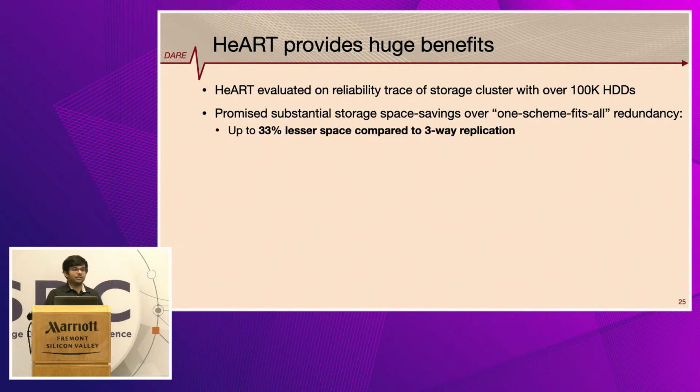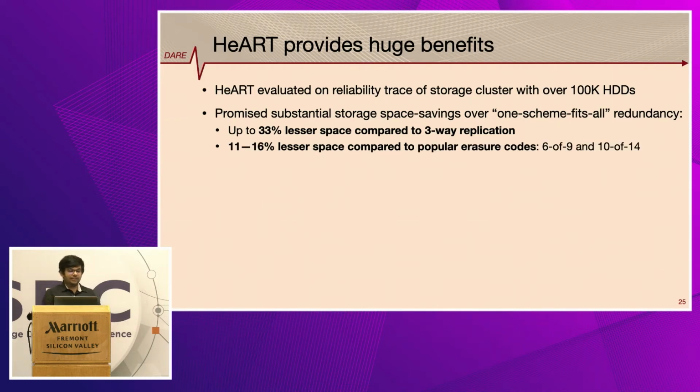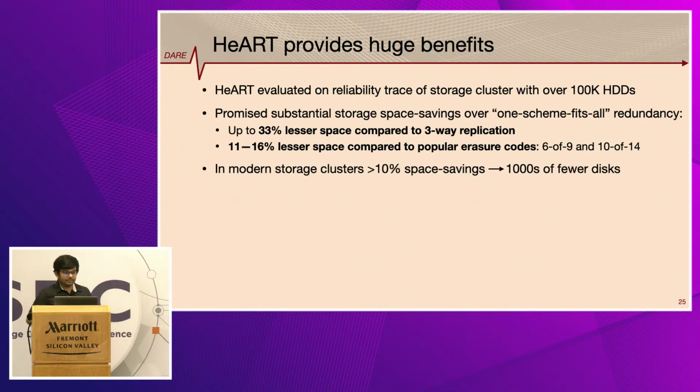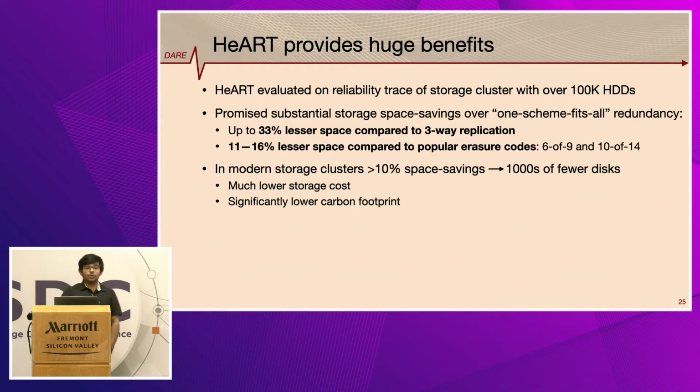lesser space compared to three-way replication, and 11 to 16% lesser space compared to popular Erasure codes such as 6 of 9 or 10 of 14. Just to remind the audience that any savings above 10% are tens of thousands of fewer disks, which means millions of dollars in saved cost. Not to mention that it also causes lower operational cost in terms of potentially lower carbon footprint.